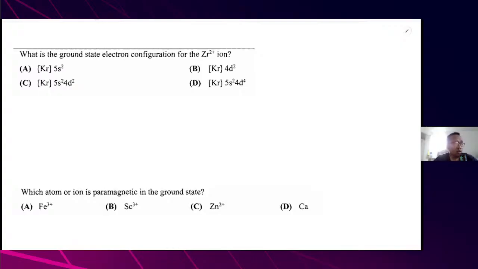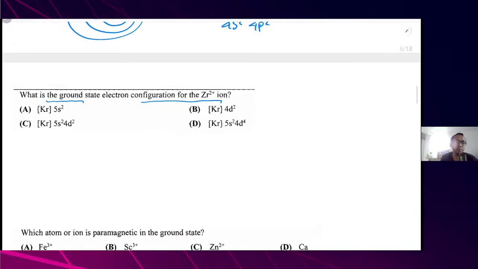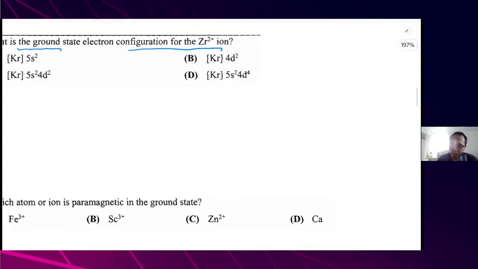There is a question over here. We are asked which electron configuration correctly describes a zirconium ion with a +2 charge in its ground state. So as you can see, the question is: what is the ground state electron configuration for zirconium 2+? How do we solve this problem?